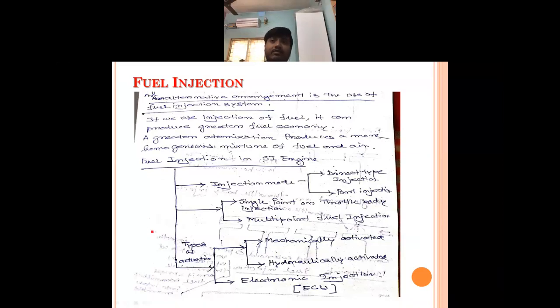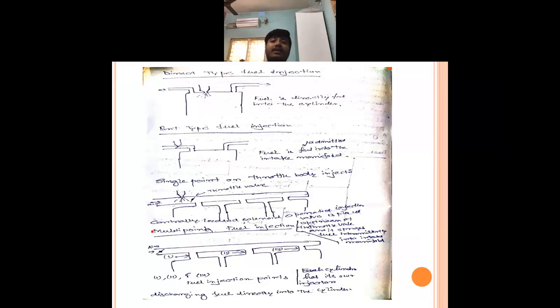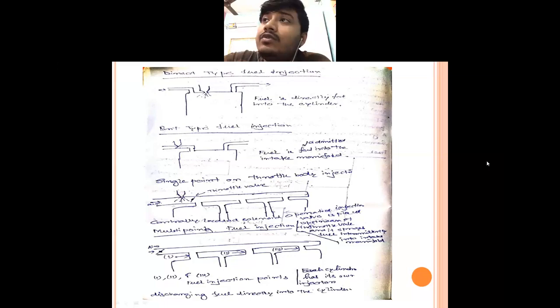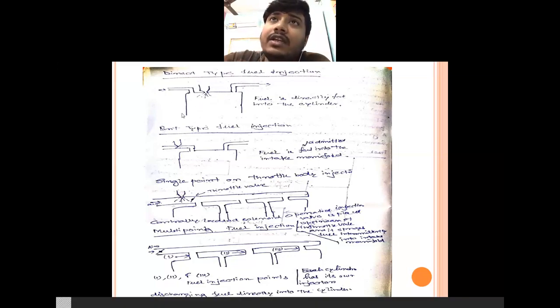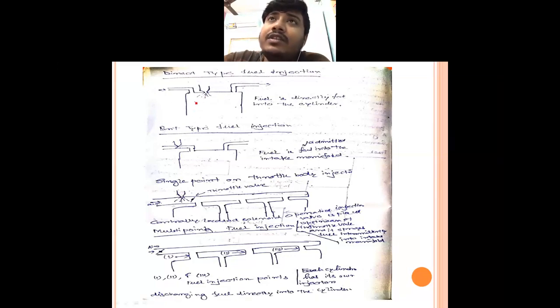Okay, now we will see the examples one by one. So first is direct type fuel injection. So you can see it is almost similar to the diesel cycle injection type. That means the fuel is directly injected into the cylinder. So this is known as the direct type fuel injection. Now port type fuel injection, it means that injection is done on the intake manifold.